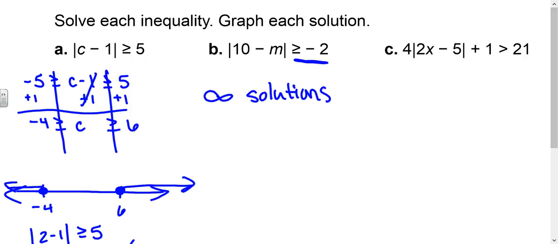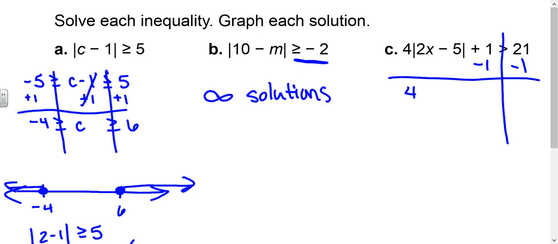Now this one, we have a lot of extra numbers around the outside of the absolute value symbol, so we need to make sure that we get rid of all of those first. So we always add or subtract before we multiply or divide when we're solving equations and inequalities. So we're going to first cancel out the 1 by subtracting.